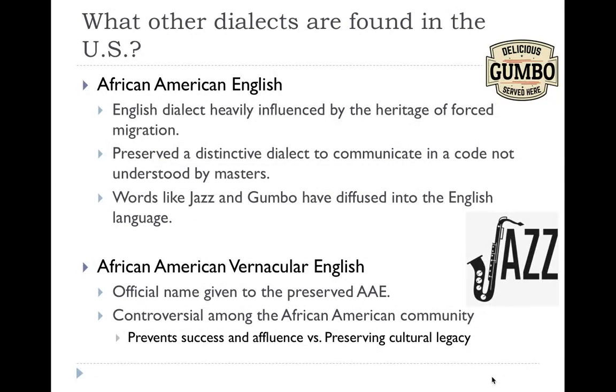And then you can see African-American vernacular English is the official name given to preserve the African-American English that was brought here. It is controversial among some people, even in the African-American community, because there are people in the community who say that this prevents success and affluence. It is a way of preserving the culture and the legacy, to use the terms and some of these different shorthands that are still used today by some people. But again, some people say that it does prevent them from sounding affluent and speaking what people would refer to as maybe proper English or proper American English.